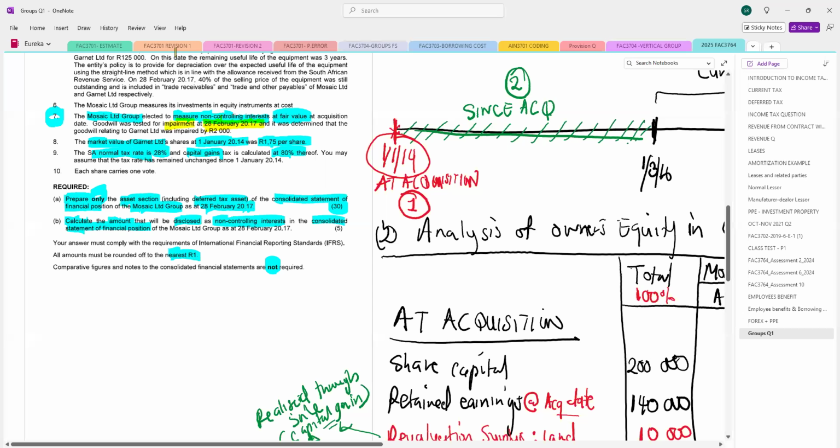There was impairment of goodwill at the end of the year, and it was determined that the goodwill relating to Garnet was impaired by this amount. But at acquisition, they decided that they will measure the NCI, or non-controlling interest, at fair value. In other words, we're applying the full goodwill method. Now if it is going to be measured at fair value, then how? If you go to 8, it says the market value of Garnet at acquisition date was R1.75 per share. So that's what I'm going to use to calculate the actual fair value.